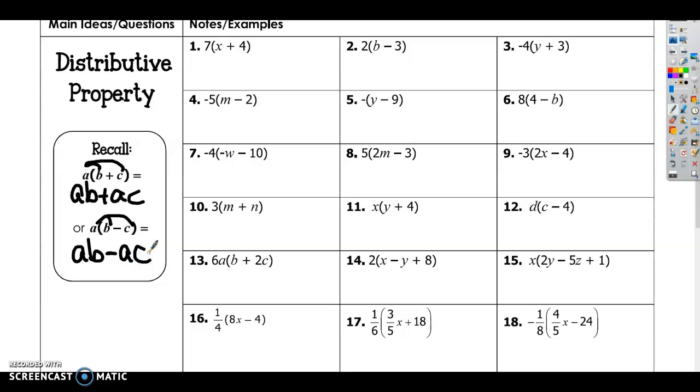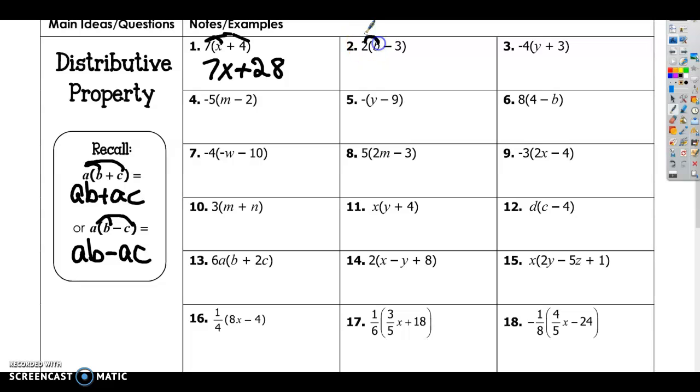All right, so this is the property that we're going to use to simplify each of these expressions. If you need to pause the video to take notes, do so, but I'm going to move through these kind of quickly. All right, number 1, 7 times x and 7 times 4. So we're going to have 7x plus 28. All right, so each of these work the same.